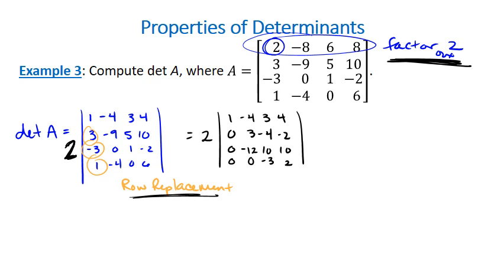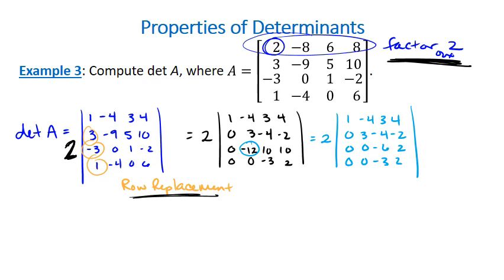Okay. So we're getting a lot closer to my echelon form. I'm going to make this 0 by using row replacement. I'm going to multiply row 2 by 4 and add it to row 3, to get this. And then row 4 remains the same.